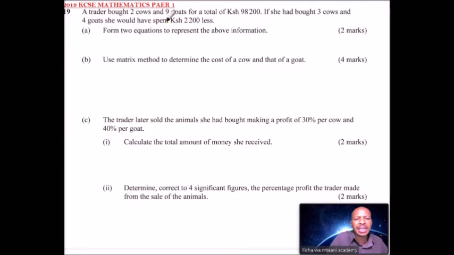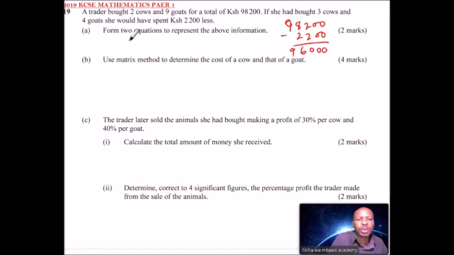What this means is that she bought 2 cows, 9 goats for that amount. So if she bought 3 cows and 4 goats, she would have spent 2,200 less. So we get the amount she would have spent. So it is 98,200, you minus 2,200. So this will give you 96,000. So she would have spent 96,000.